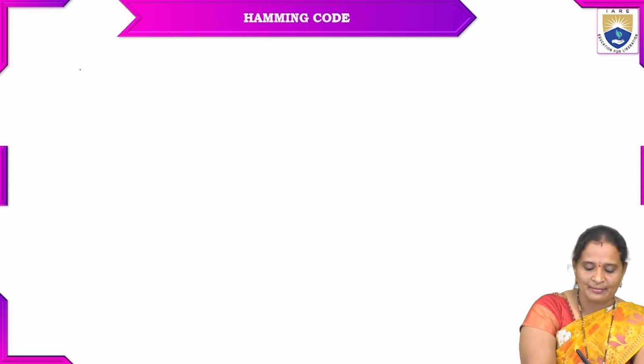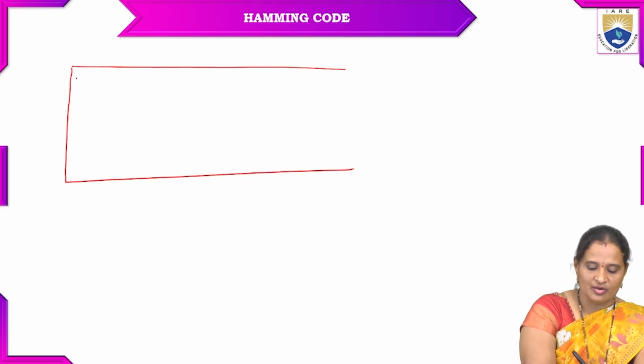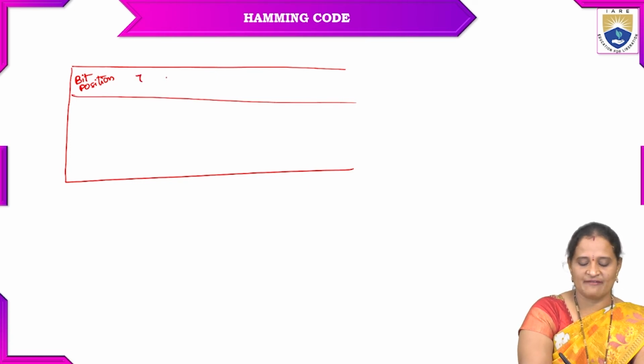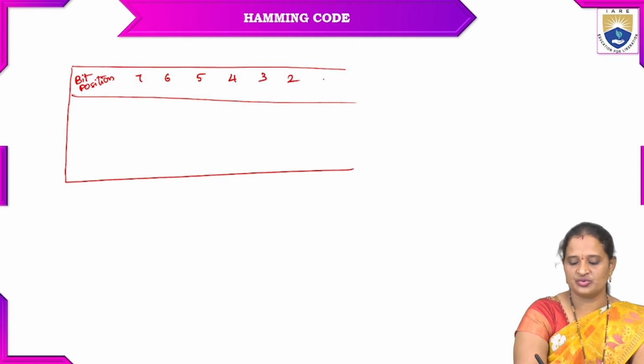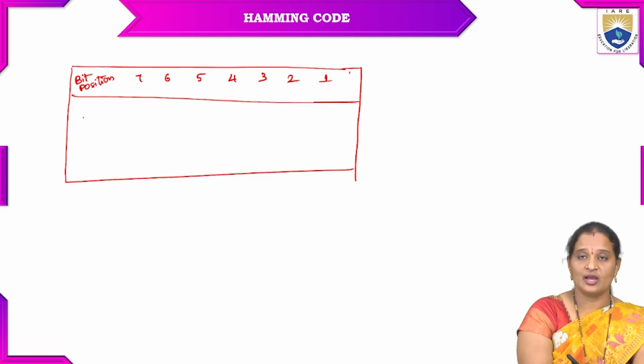So for that, I am constructing a table. The first column is bit positions. So what are the bit positions here? 7, 6, 5, 4, 3, 2, 1. So these are the bit positions. And then bit designations.